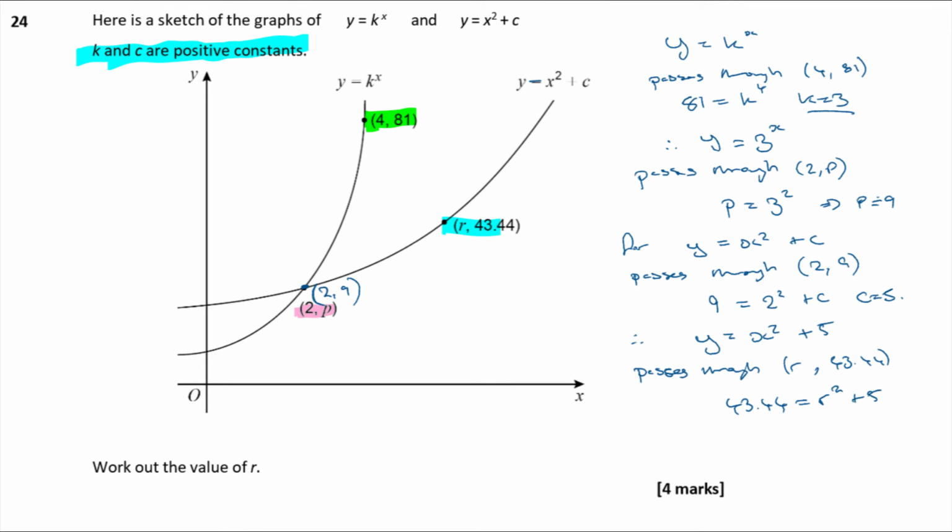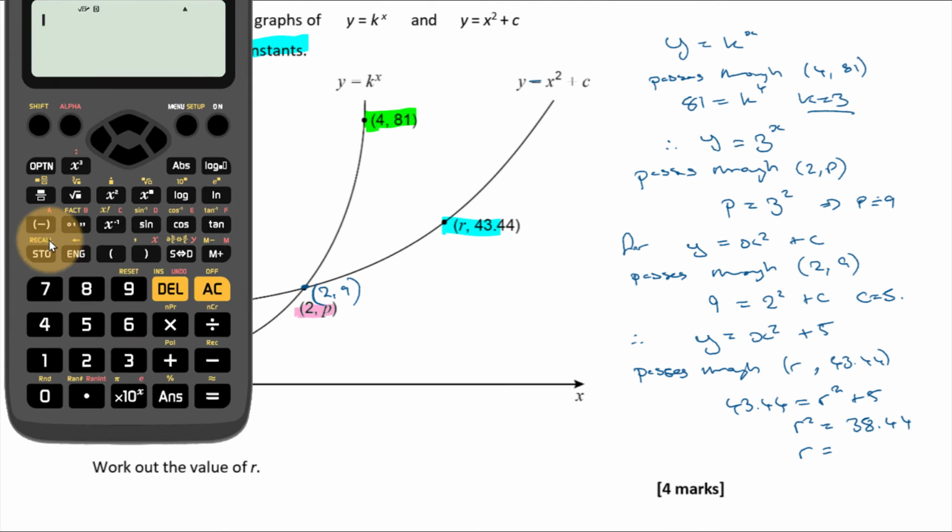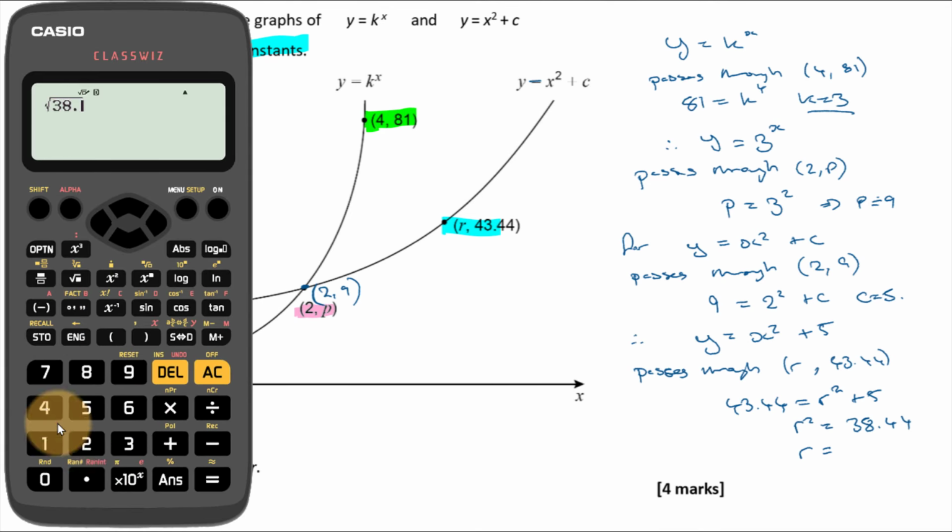Okay, so what does that mean? 43.44 equals r squared plus 5. Taking 5 away from both sides, that means r squared is equal to 38.44. So then r is going to be the square root of that. The square root of 38.44 is 6.2. So r is 6.2, and that's my answer. Work out the value of r. It's 6.2. That's quite long, isn't it?